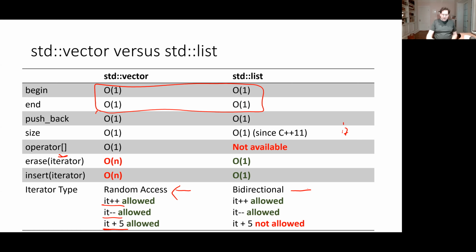For a list, we have what's called a bi-directional iterator. We can increment it to go to the next thing, we can decrement it to go to the previous. We cannot do IT plus 5. It would be slow for the same reason operator square bracket is slow. We don't have random access, so you're not allowed to do this. If your code needs to do this kind of thing, then you should be using a vector. Does that make sense? So some types of iterators are essentially more restricted than others. It depends on what the underlying container can do.